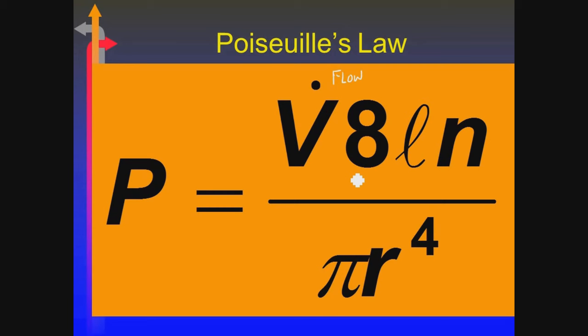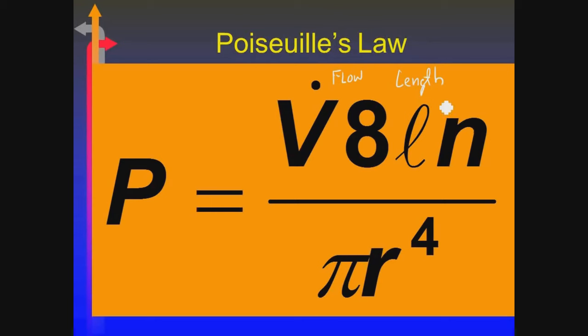Eight is a number between 7 and 9. It's a constant. You don't need to worry about it. L stands for length. If I want to push a gas through a tube and I make that tube longer, it's going to take more pressure to push it through. Lengthen the tube, bigger pressure changes needed to push it through. That makes sense. So faster flow, longer tubes, both going to require higher pressures.